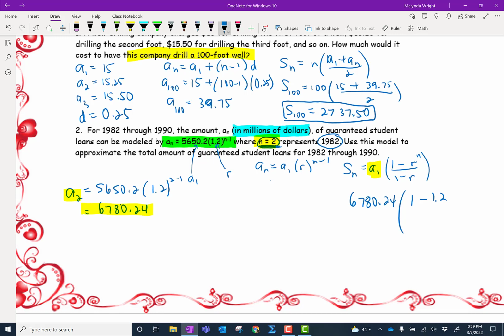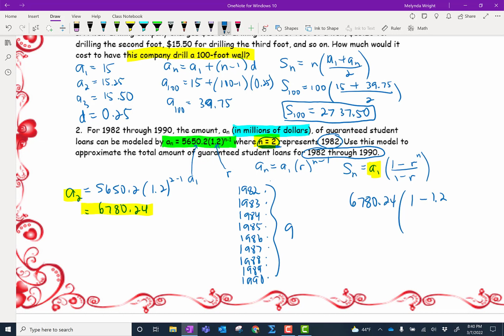All right, let's go ahead. Now, we're going from 1982 to 1990, and some students want to just say, oh, well, 1990 minus 1982 is 8. But that's not really how many years. So let's just demonstrate by writing the years out. 1982, 1983, 84, 85, 86, 87, 88, 89, and 1990. Okay, so 1, 2, 3, 4, 5, 6, 7, 8, 9. See, there are 9 years here, not 8.